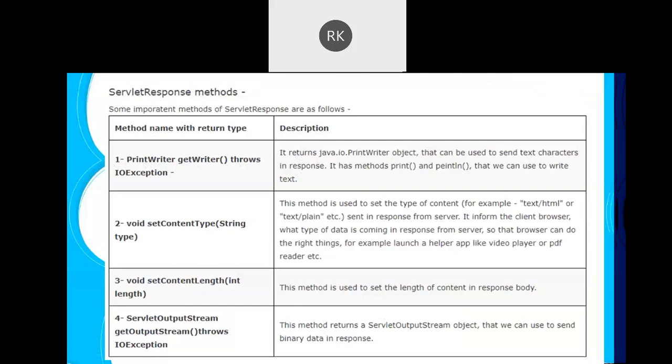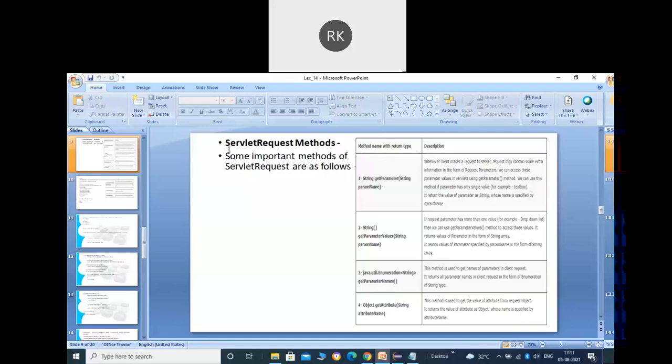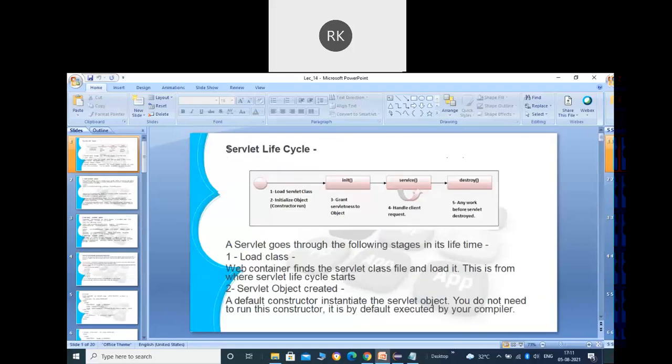I don't think there is any need to tell you about the print writer, get writer. So get writer returns you what? An object of the print writer. It returns the print writer object that can be used to send text characters in a response. We have already seen the out object having the methods print or println that we can use according to our requirement. With set content type, you can set the type of content, whether it's plain text or a PDF or HTML or whatever you are sending.